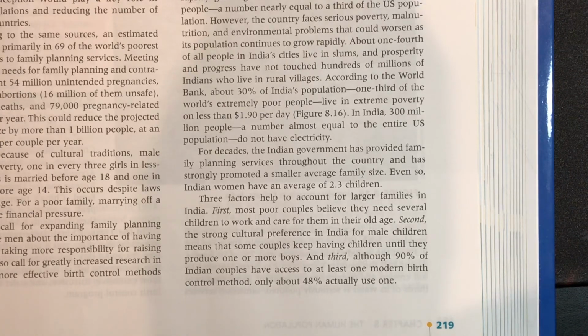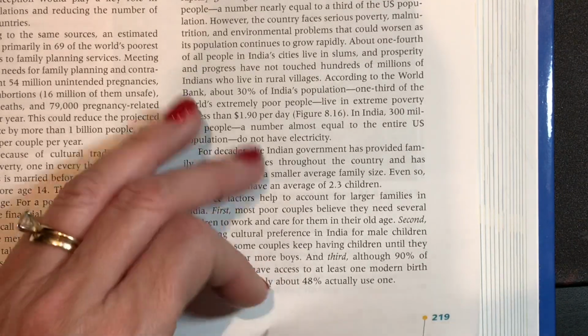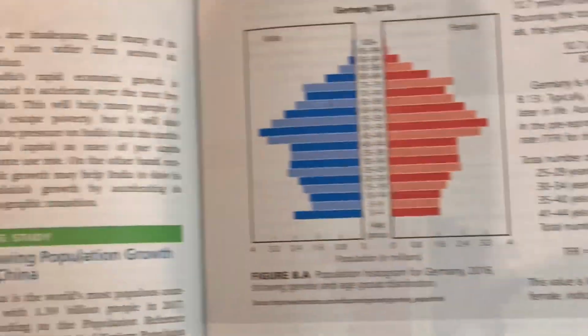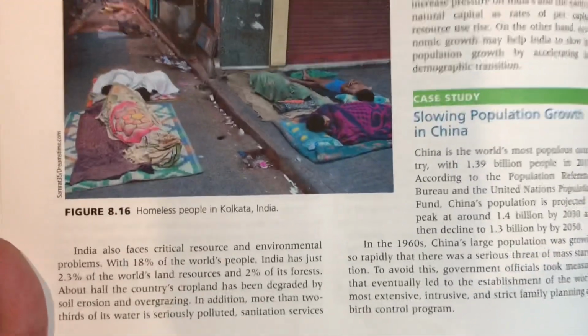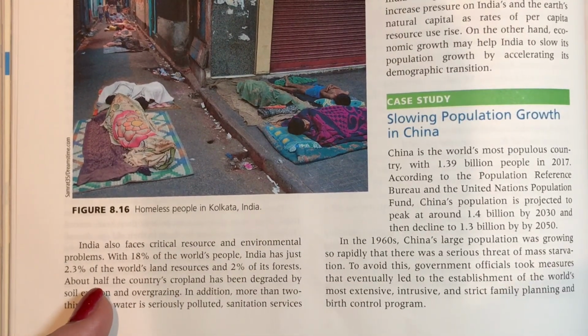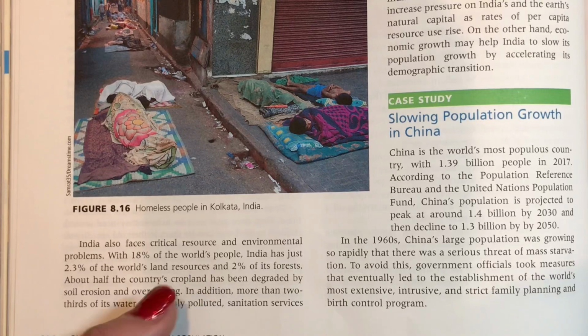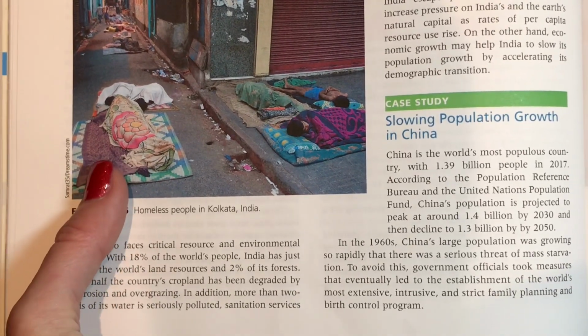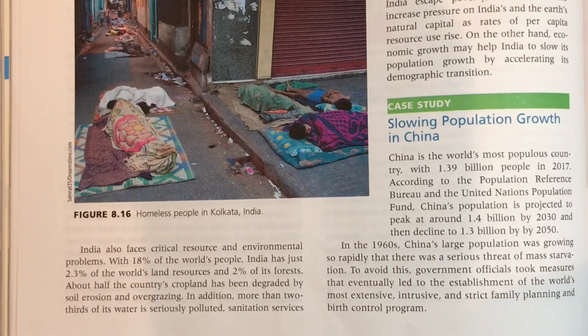Let's see what else, because this may be a little bit long, so just strap in. What percent of the world's resources are in this country? Let's see if that's been addressed yet. India has 18% of the world's people, but 2.3% of the world's land resources. So, you know, there's not a lot to go on here. So you can see here are some homeless children who are just sleeping out in the streets.